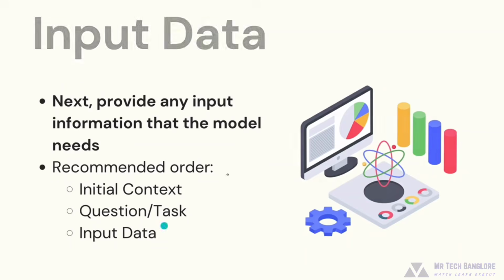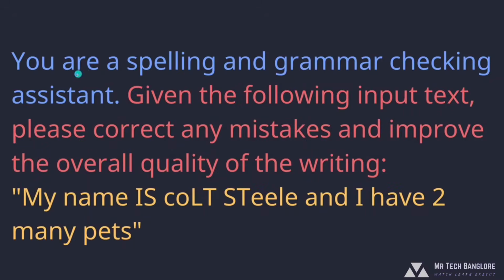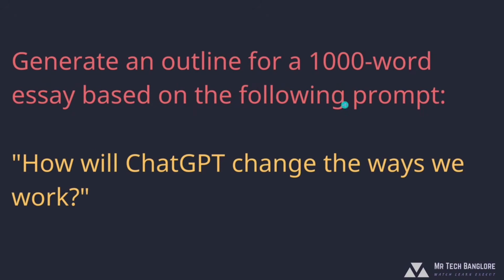So let me just show you an example here, something like this. You are a spelling and grammar checking assistant. That's setting the context. Given the following input text, please correct any mistakes and improve the overall quality of the writing. That is the task. And then we have the actual input data. My name is called Steele and I have too many pets, a lot of spelling and grammar issues in there. So that's the input in yellow here. It's a silly example.